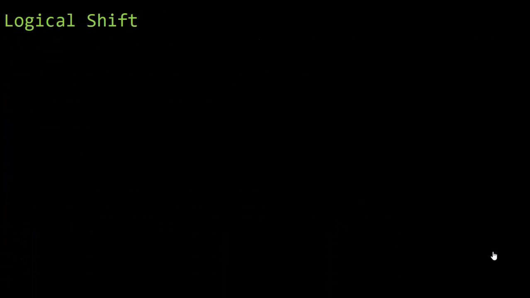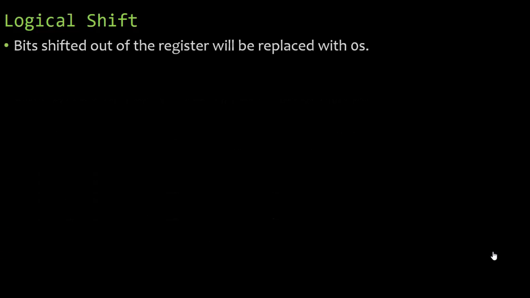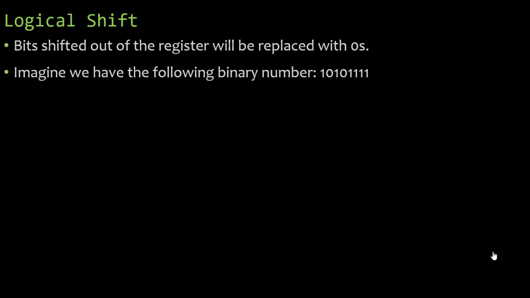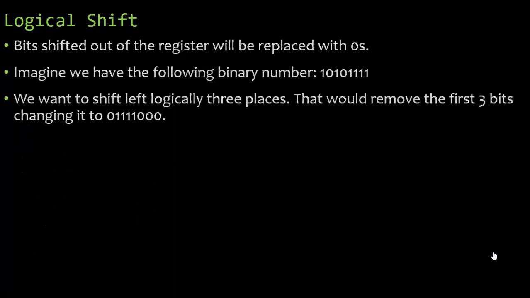So let's go ahead and dive into these logical shifts. Now, bits shifted out of the register are going to be replaced with zeros, which means when we have open spots, we're going to fill them with zeros. So imagine we have the following binary number: 1010 1111. We want to shift left logically 3 places. That would remove the first 3 bits, changing it to 0, 1, 1, 1, 1, and then 0, 0, 0.